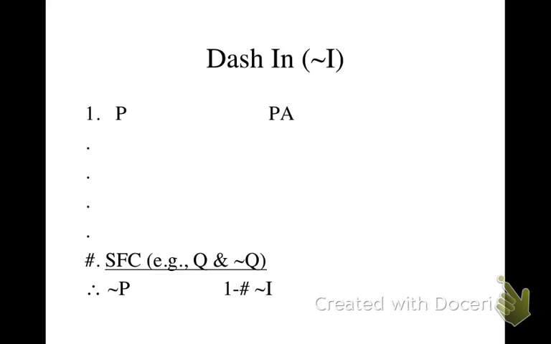If by assuming p, that leads us to something that is clearly false, then we know that p can't possibly be true. And so in fact it must be not p that is true. And the way we cite that is we cite from the line that contains the provisional assumption that's the opposite of what we're trying to derive by dash in, through the line that contains the standard form contradiction.